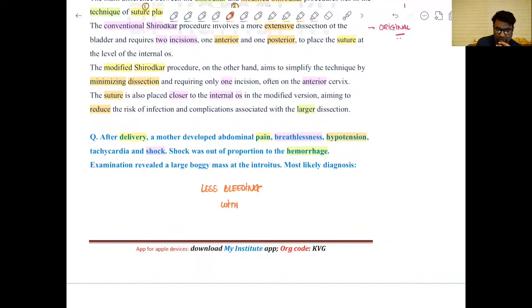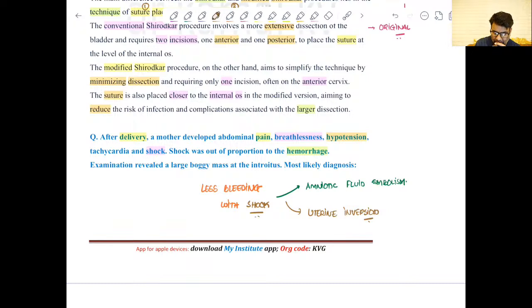In such cases, less bleeding with shock, you should keep two possibilities in mind, right? So either there is amniotic fluid embolism, clear? Or there is uterine inversion. Clear? So in this particular case, we can think of two possibilities till this line, right?